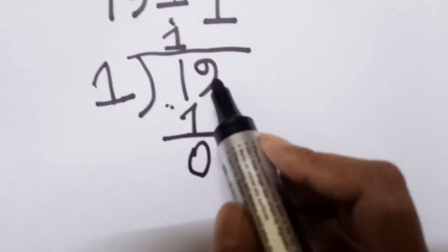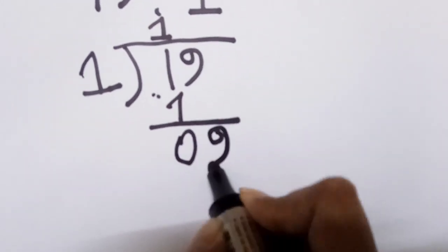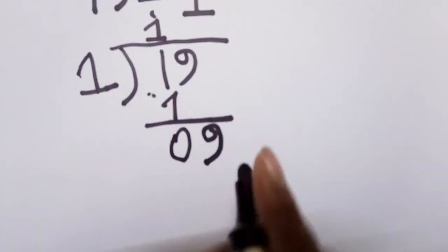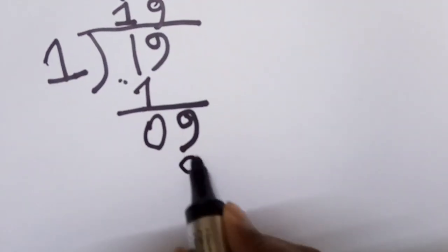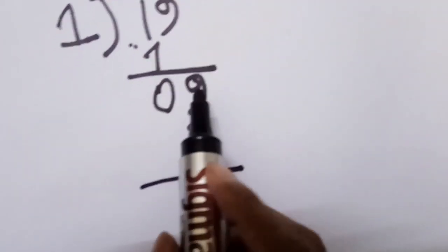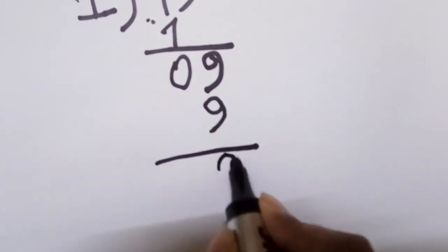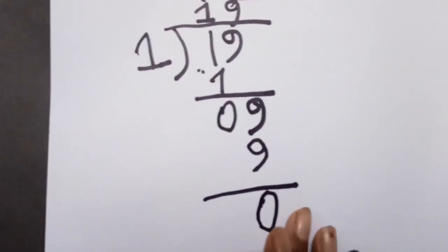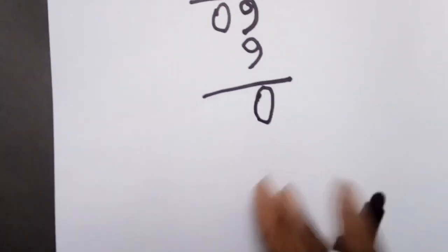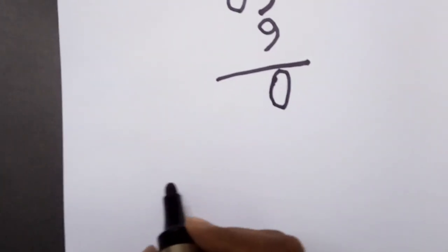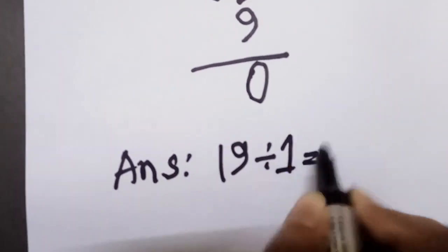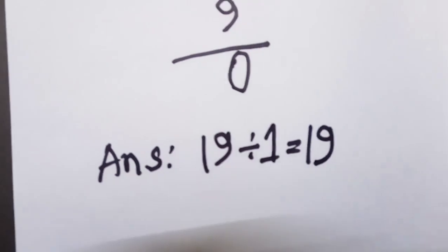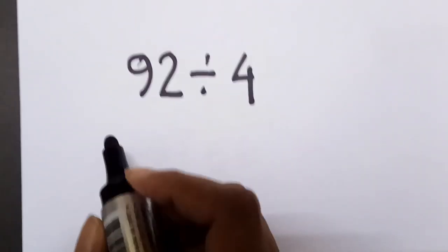Then we have to write down 9. We have to bring 9 here. Again we know that 9 ones are 9. We have to subtract, 9 minus 9 equals 0. So we have got the answer. The answer is 19 divided by 1 equals 19.